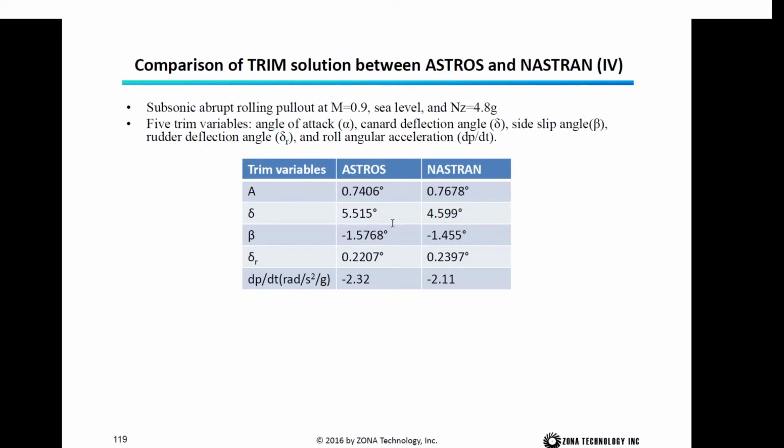And the next one is subsonic abrupt rolling pull out at Mach 0.9 sea level. NZ is 4.8, and this time we have P dot, the roll acceleration, as a trim variable, and this is the solution of the two, ASTROS and Nastran.